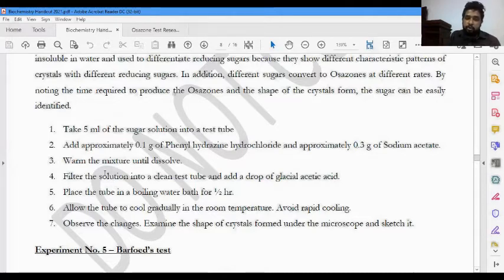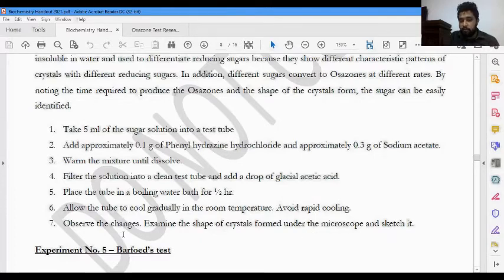We filter to remove unwanted materials, and we add glacial acetic acid to provide an acidic medium, and place the tube in a boiling water bath for about half an hour, and allow the tube to cool gradually at room temperature. And we have to avoid rapid cooling. That is a very important point in this experiment. We should never do rapid cooling.